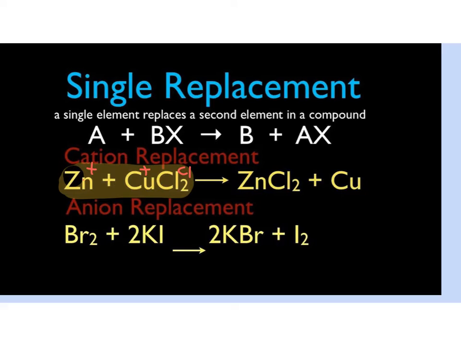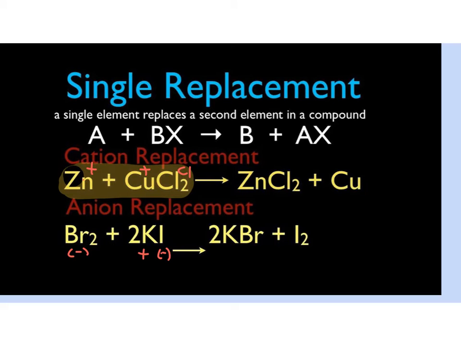Okay. I'm going to do the same thing at the bottom. Bromine is a non-metal, so that's going to be negative. K is potassium, that's going to be a positive. And then iodine is a negative.